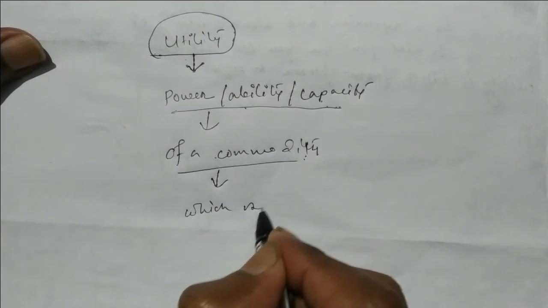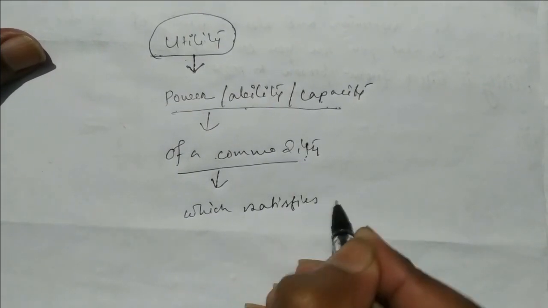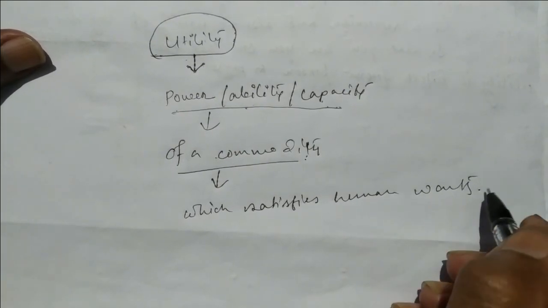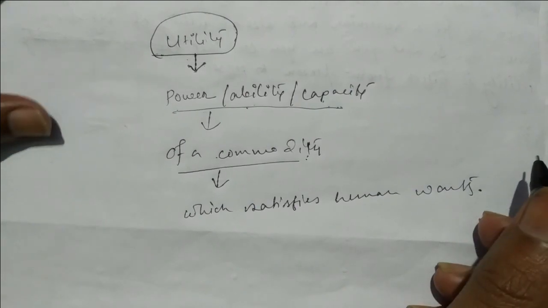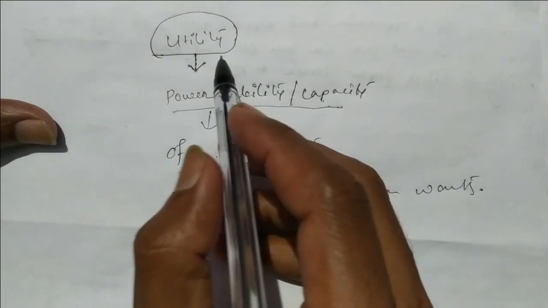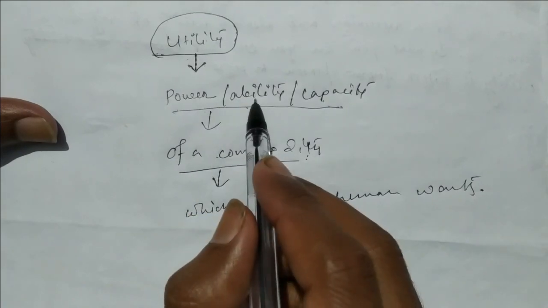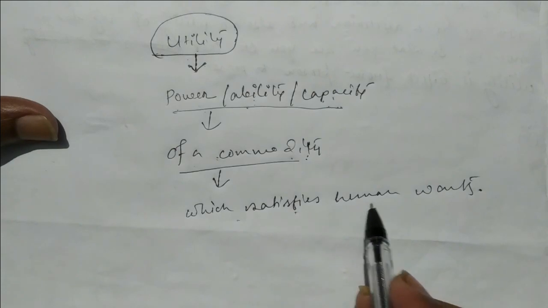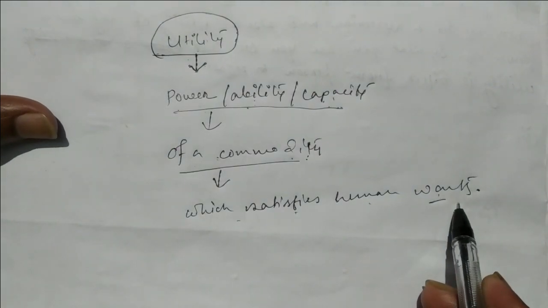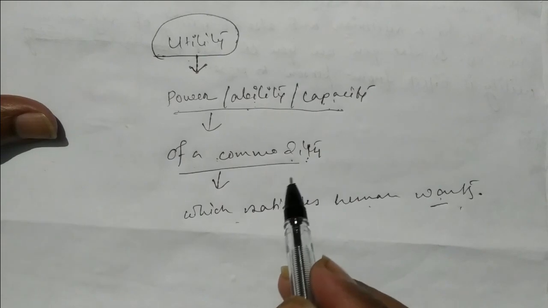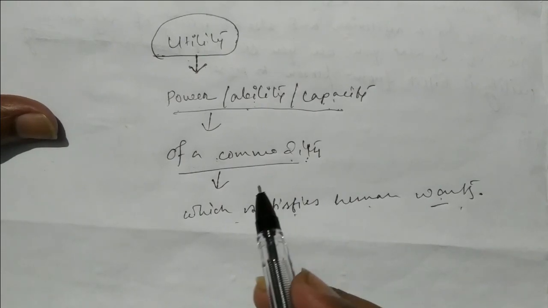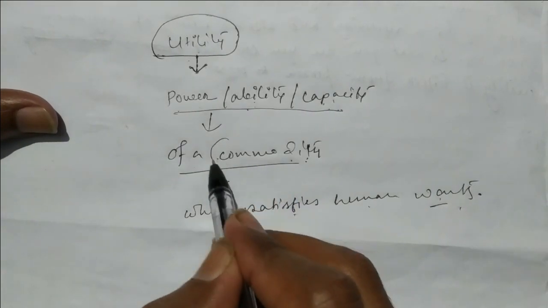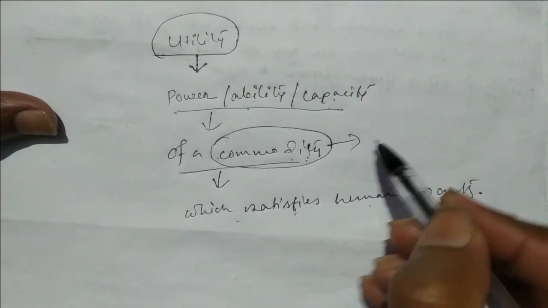Okay, which satisfies human wants. So students, you see that utility is the power or ability or capacity of a commodity which satisfies human wants. It is so simple. Students, suppose you are hungry and you take some food. Here in this case, food is the commodity.